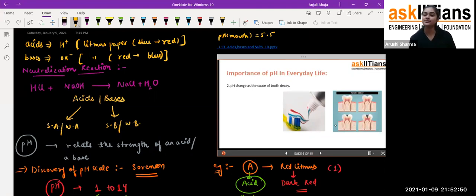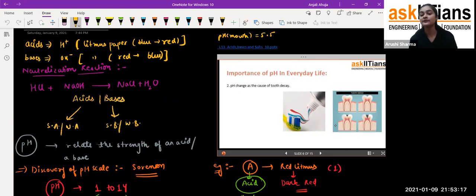So what happens, students? If we are eating chocolates, sweets, or candies which are sweet in nature, what will happen? When that sweet goes inside our mouth, the enzymes present there will convert that sugar into acid. Okay, if it is converting into acid, so what will happen, students?